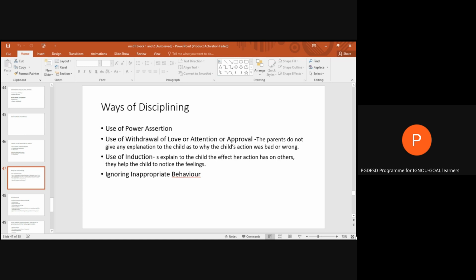Ignoring inappropriate behavior. Sometimes parents don't have time to judge things with the children, right? Or neglecting parenting, we can say that. Those parents don't have time, or they just give money to the children, but they don't have time for them.